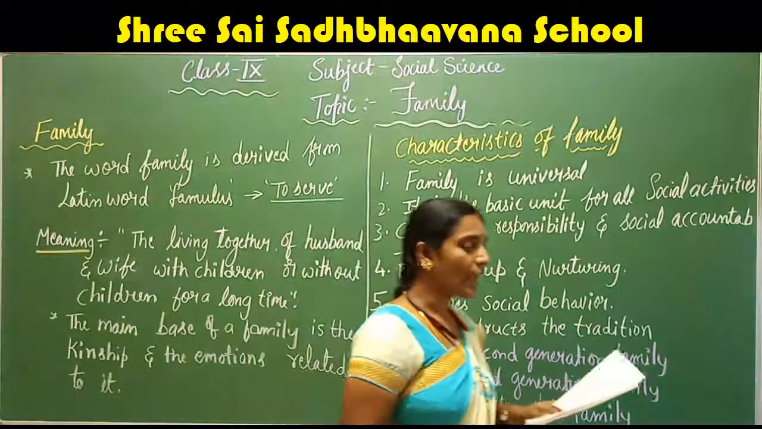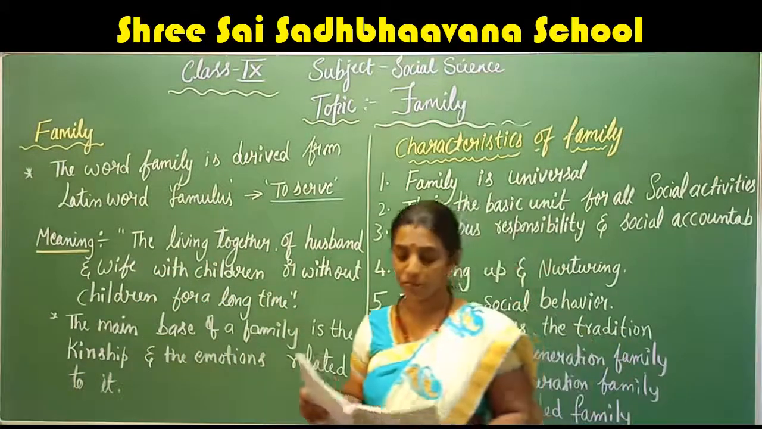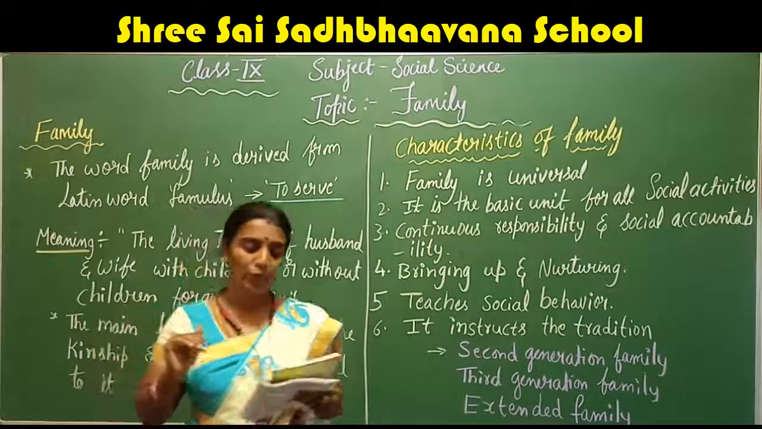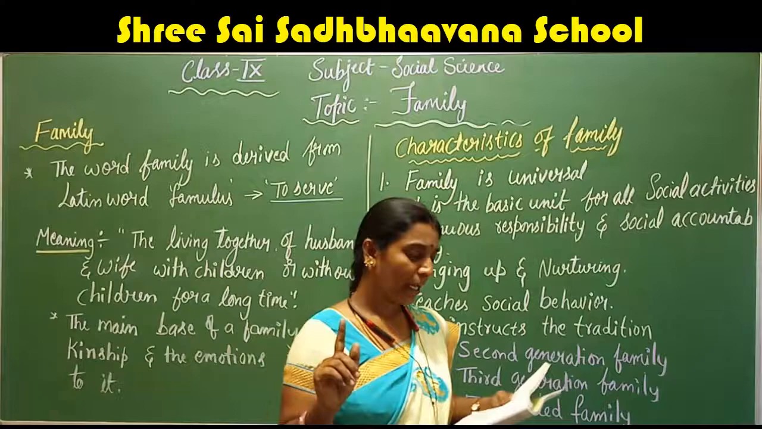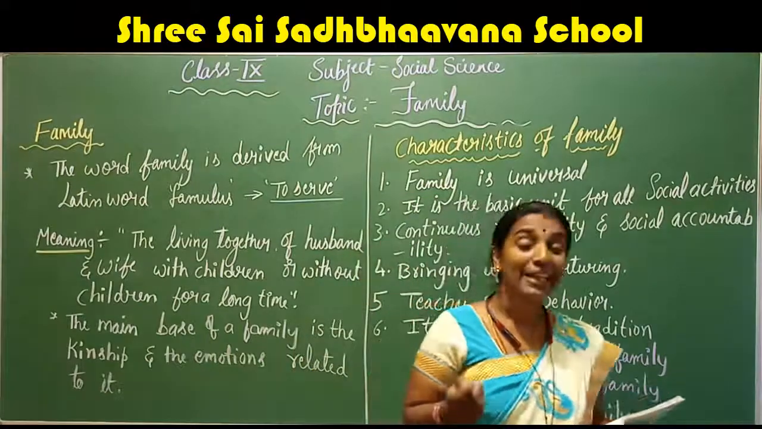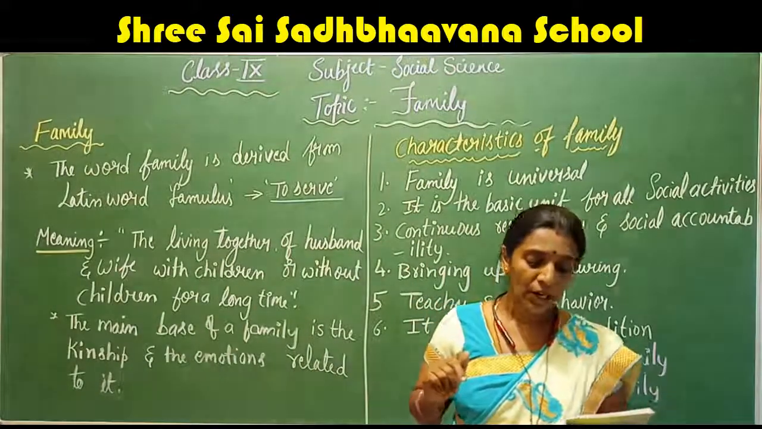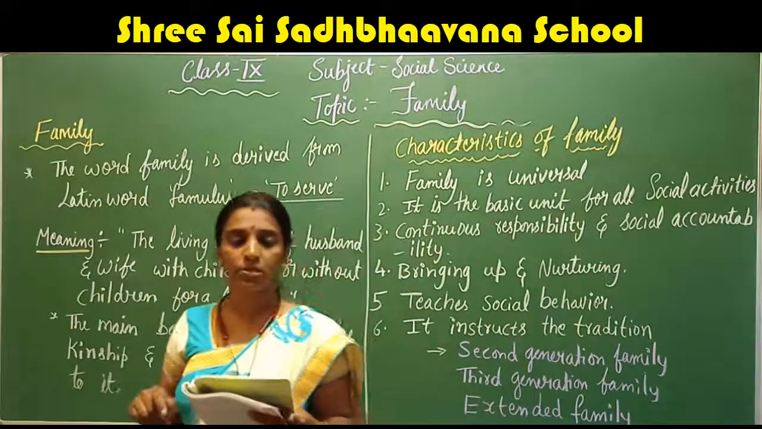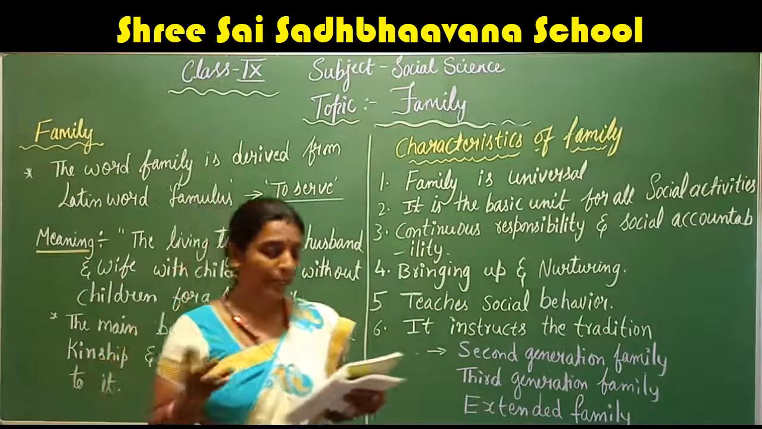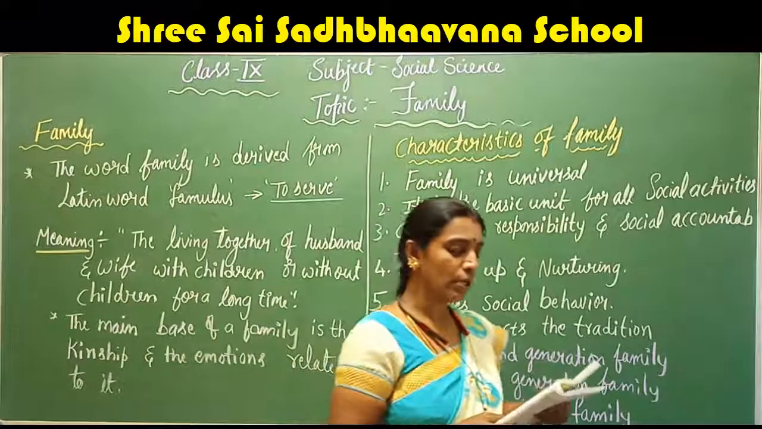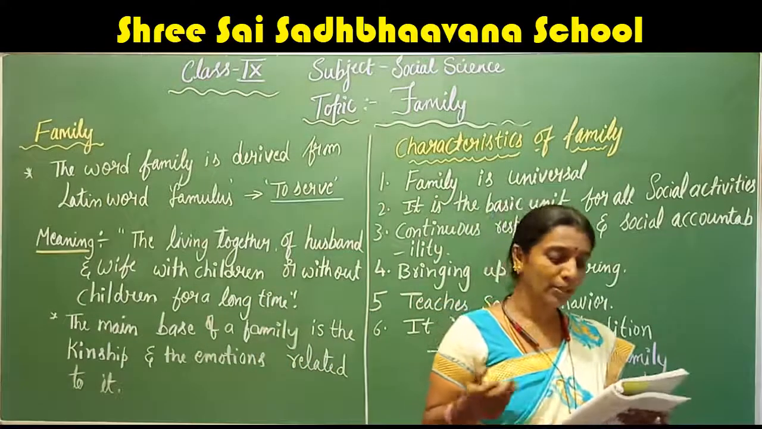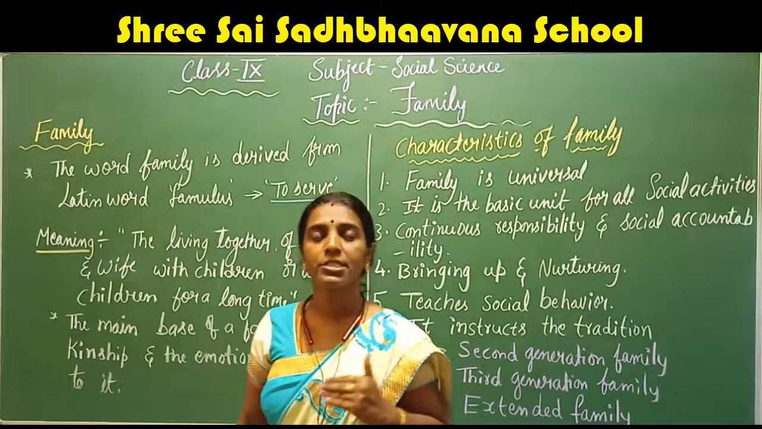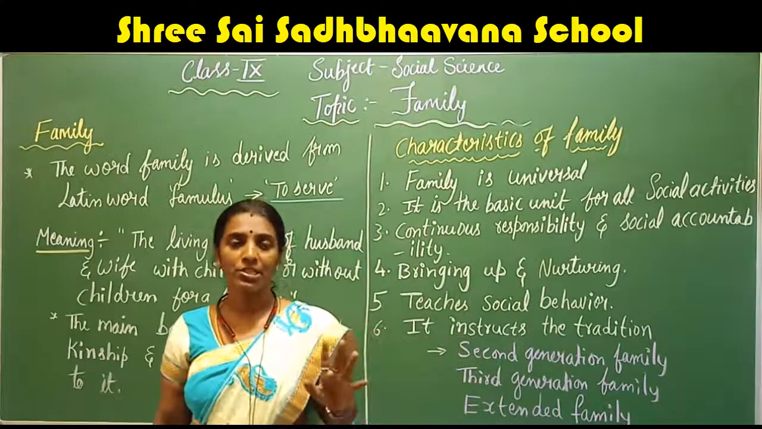Children, what is this childhood? What is the difference between childhood and adolescent? Actually, according to psychology, early childhood will be from 3 to 8, and middle childhood will be from 9 to 11 years, and adolescent will be from 12 to 18 years. So from 3 to 11 years, we can consider as childhood.